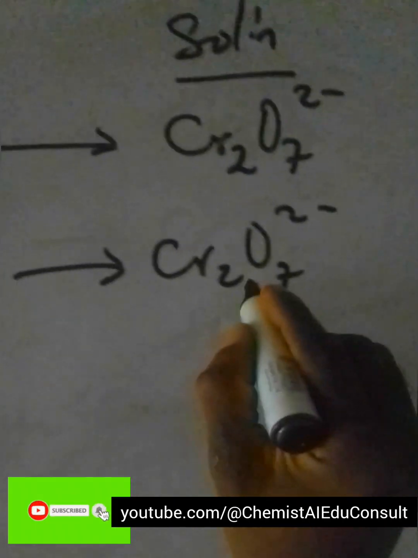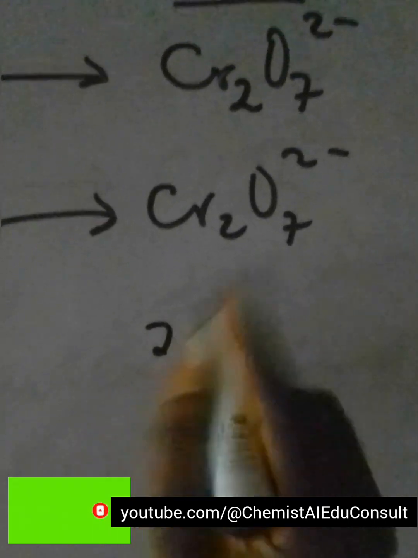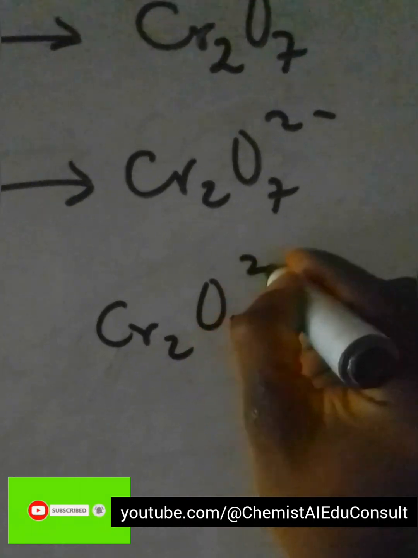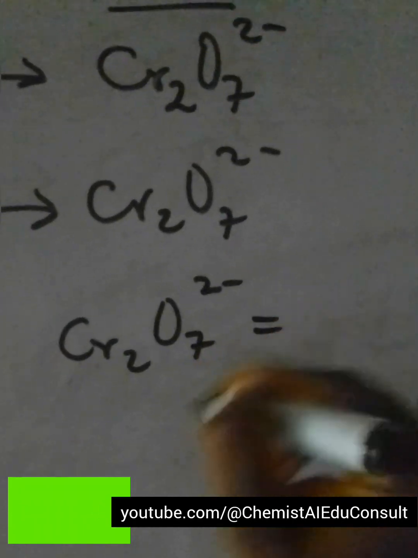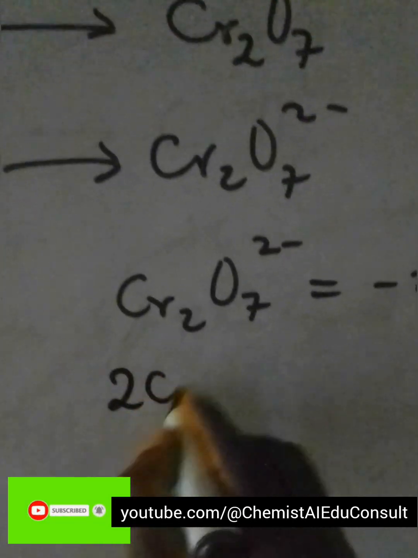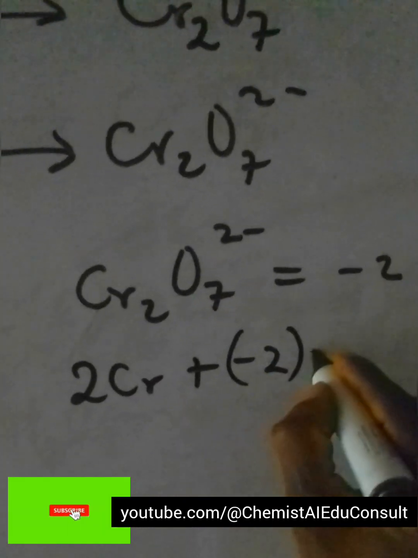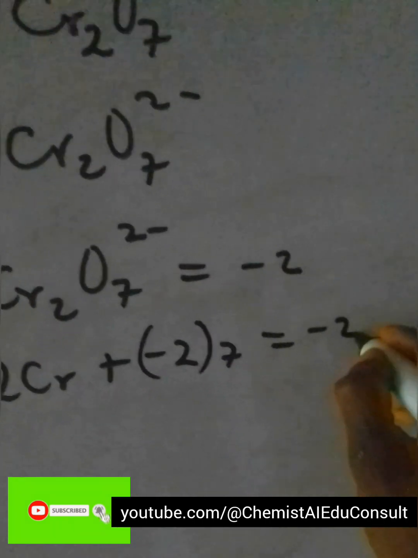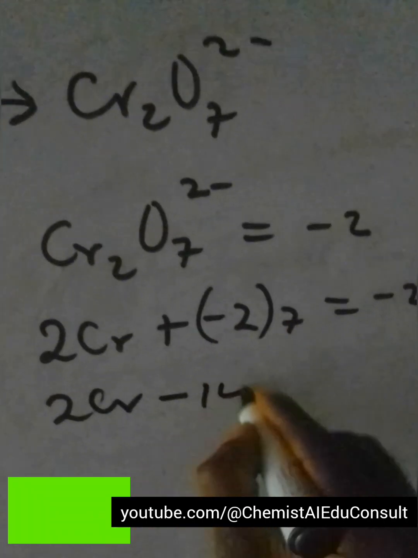The oxidation number of chromium here is the charge, which is +3. But chromium here is +6. How do we get +6? 2 chromium atoms, 7 oxygen atoms with a net charge of 2-. The total charge of the elements is -2. Now, 2 chromium atoms plus oxygen is -2. That is the oxidation state of oxygen times 7 atoms equals -2. So 2 chromium atoms plus (-2 times 7, which is -14) equals -2.